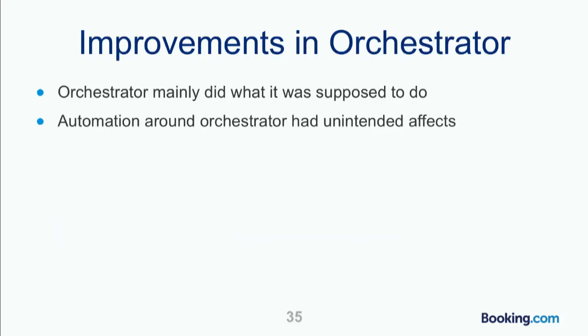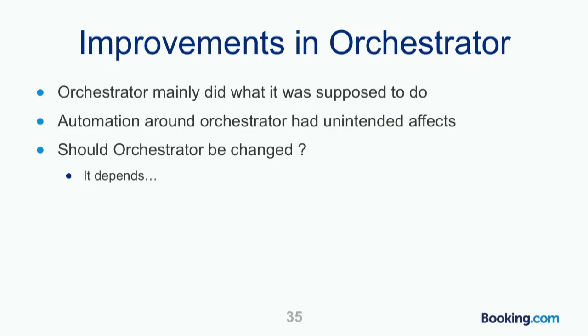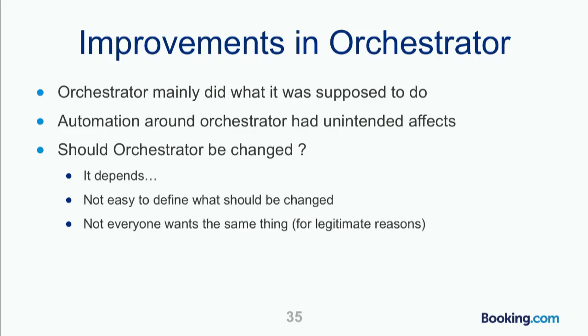So maybe something for us is to look at using the auto-inc type service more frequently to prevent situations like that occurring. As for Orchestrator, I think that basically it did what it was supposed to do. I think that the automation that we had configured around it and the interaction we had around Orchestrator had unintended side effects. But I don't think it really did the wrong thing. That may be slightly debatable, but I think it pretty much did the right thing.